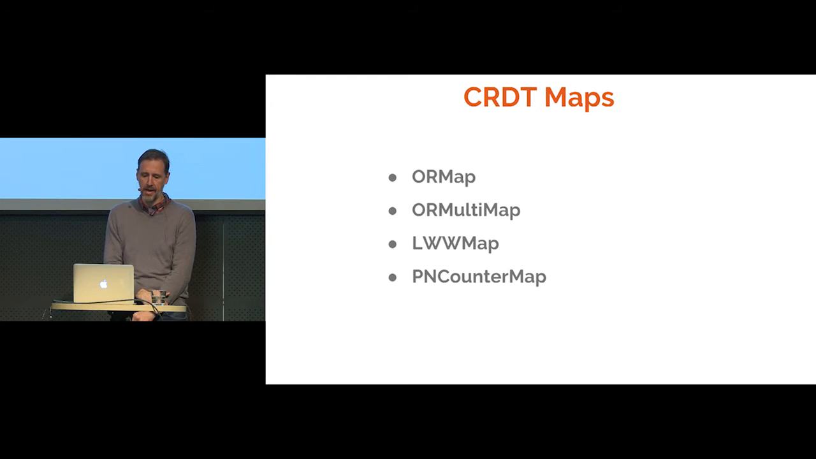There are CRDT maps, similar to sets, right? Observed-remove map, observed-remove multi-map, last-write-wins maps, positive-negative counter maps. So these are the same kind of concepts of figuring out how to resolve conflicting values as they come into the map and which values win.